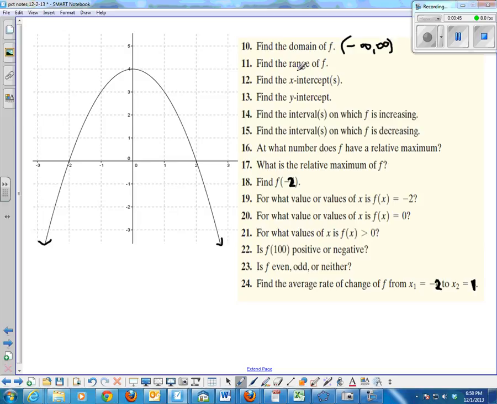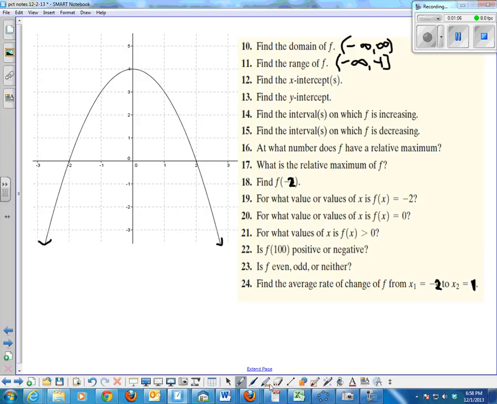The range refers to the y values. So as we look, the lowest y value appears to be -infinity, goes down forever this way, and the greatest y value is 4. So this interval is written from -infinity to 4, including 4.